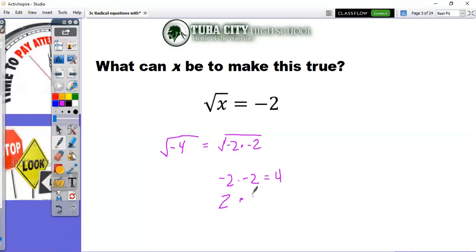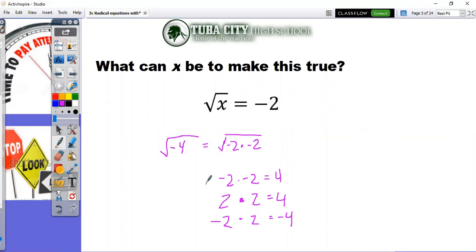All right, let's just try something else. What if I were to have +2 times +2? I would still get +4. And usually about here, I'll get somebody who says, well, can't you use -2 and +2? Which, yes, that does make -4.